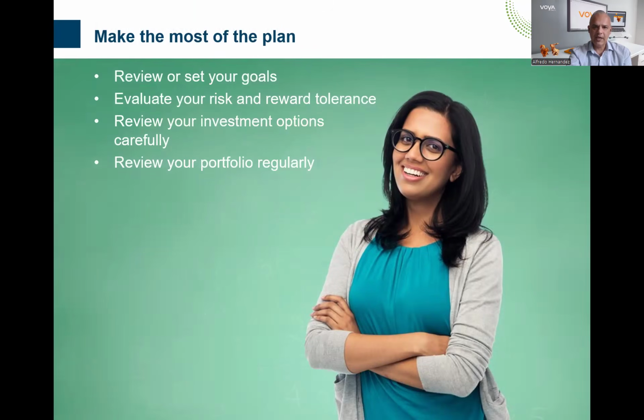So make the most of the plan. And at least once a year, review your portfolio. Set a goal. Make sure that your goal aligns with your portfolio. Understand risk and return. Again, aligning that with your goals. Maybe your goals require a higher retirement income. And in order to achieve that, maybe you need to put those pieces together.